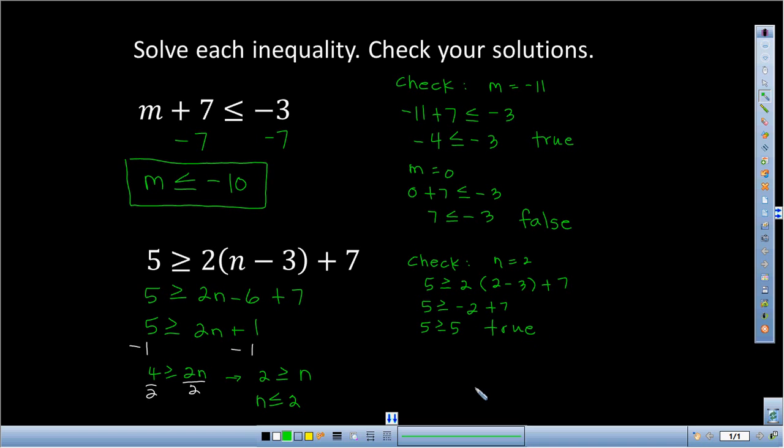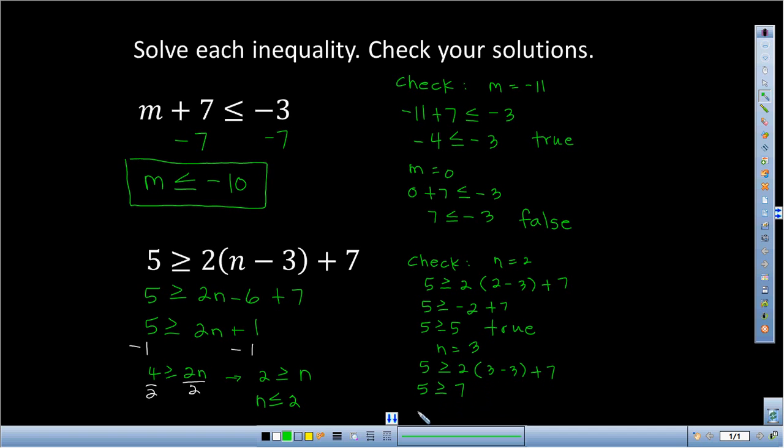Okay, let's check a number that does not fall within that interval. So let's try n equals 3. We write the inequality as 5 is less than or equal to 2 multiplied by 3, take away 3, add 7. Well, that gives us 5 is greater than or equal to 3 take away 3 is 0, 2 times 0 is 0, and 0 added to 7 is 7.